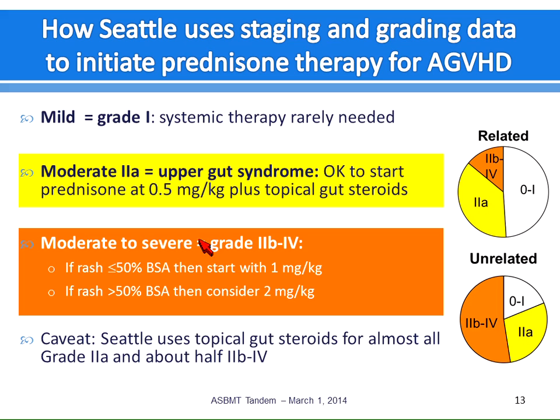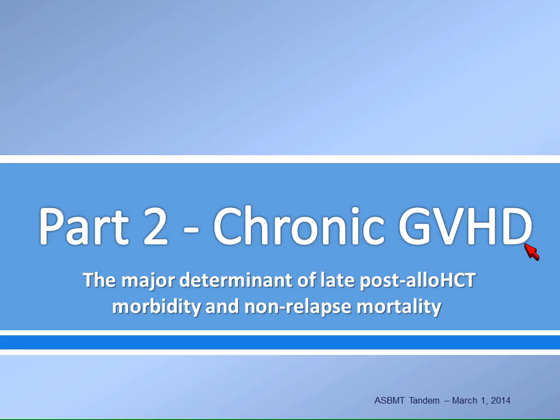If you have the more severe GVHD without a lot of body rash, less than half the body surface area, then we would recommend starting at 1 per kilo. Conversely, if you've got more extensive rash, then consider 2 per kilo. And again, reminding you the caveat that Seattle uses topical gut steroids for almost all of the grade 2A patients and about half of the more severe grades. So that's the whirlwind take-home messages for acute GVHD.